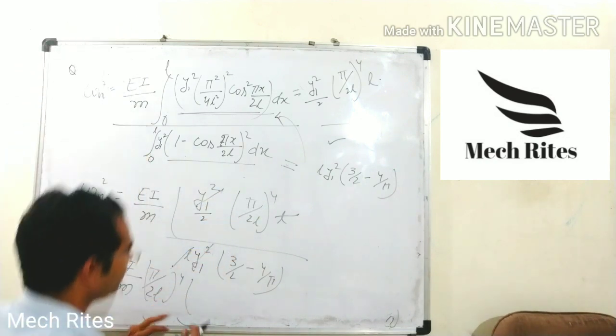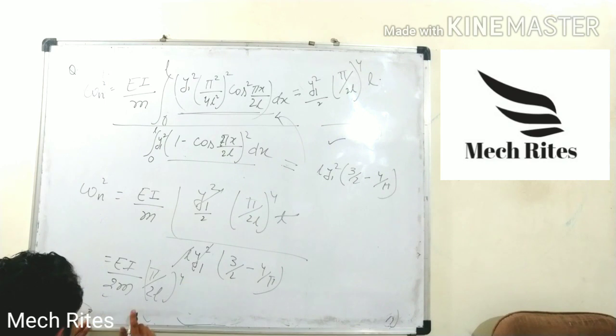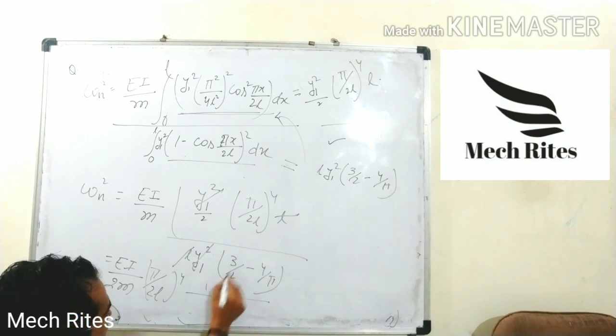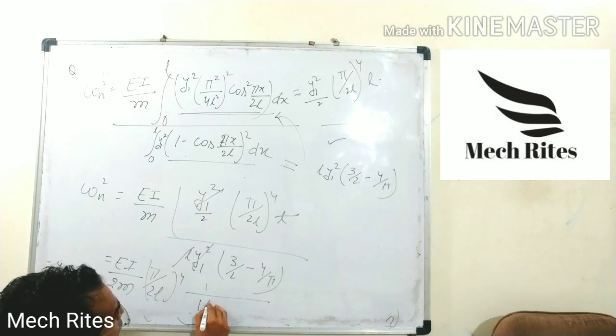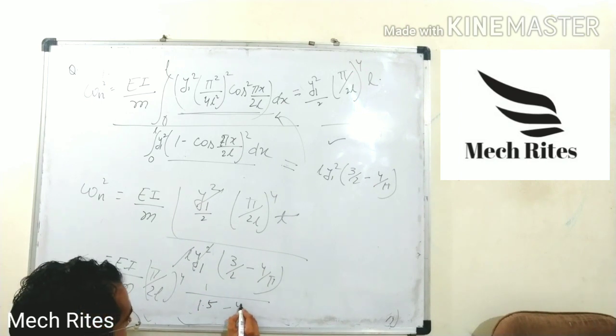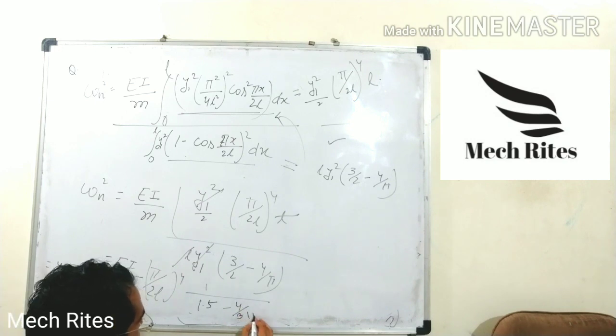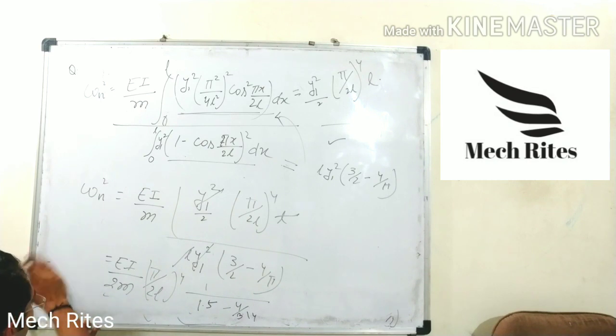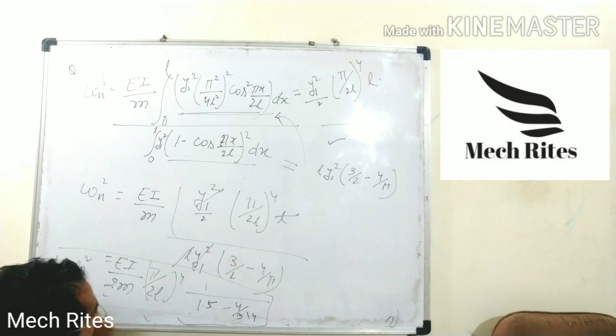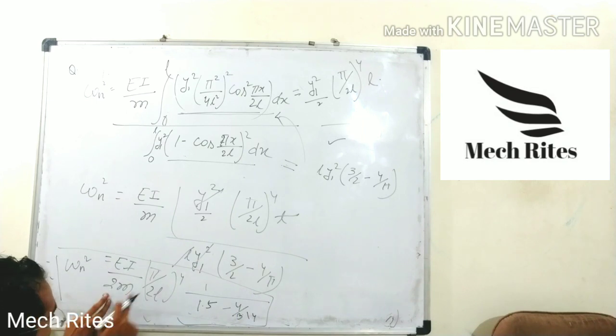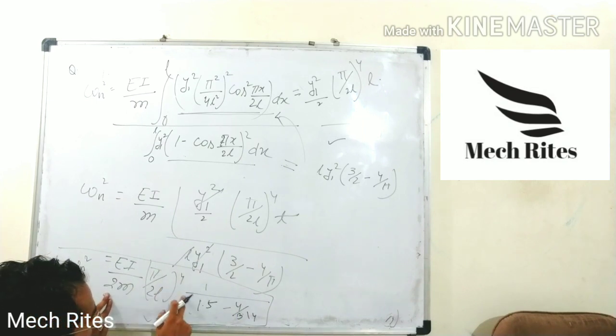and it will be divided by 3 by 2, equal to 1.5 minus 4 by 3.14. It is your omega n square. EI by 2m, (pi by 2L) to the power 4 multiplied by 1 by (1.5 minus 4 by 3.14).